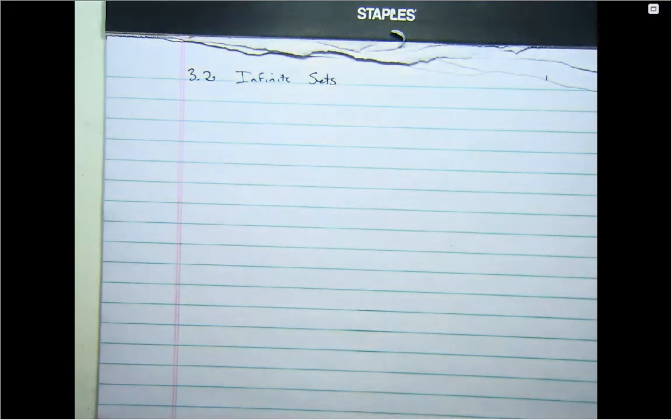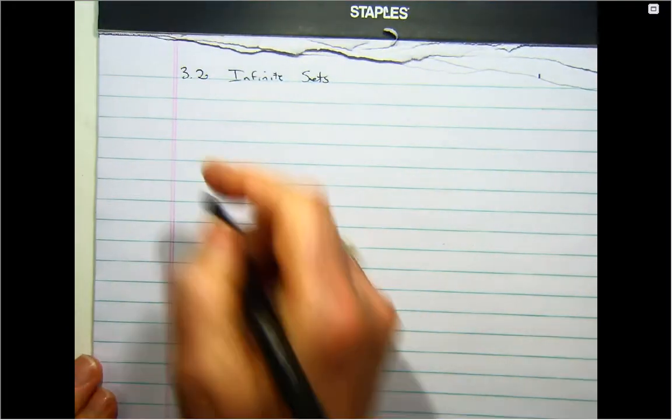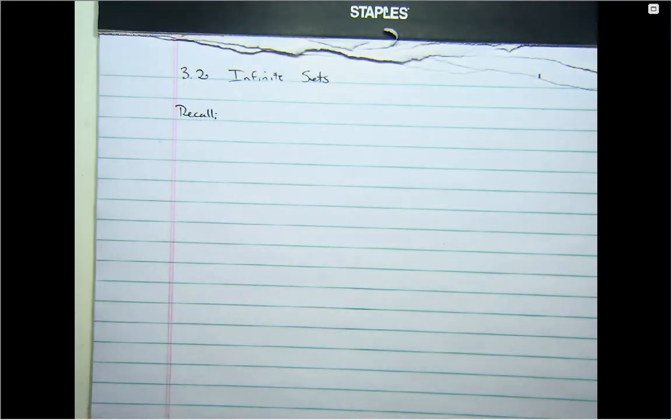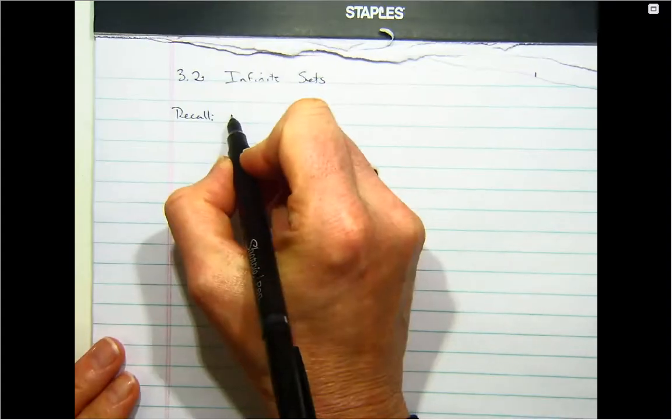So in 3.2, we're looking at infinite sets, and we're going to remember our protocol for comparing set sizes. Does anybody remember what we said at the end of section 3.1 that tells us if we can tell if two sets are the same size? Does anyone remember that? Yes? Two sets are exactly the same size if and only if their elements can be put into a one-to-one pairing. Perfect. Thank you.